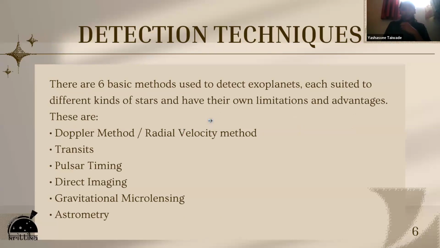So, detection techniques. Here are six basic methods used to detect exoplanets. Each of them is suited for different kinds of stars, and each has its own limitations as well as advantages. The first one is the radial velocity method, or the Doppler method. Next, we have transits. Then we have pulsar timing, then direct imaging, gravitational microlensing, and astrometry.